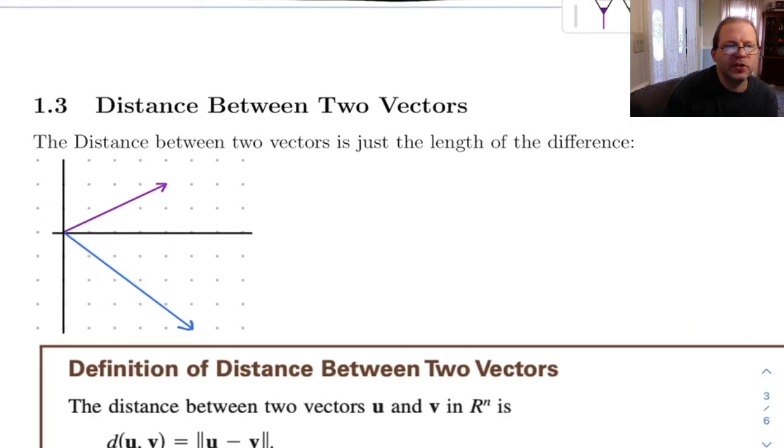Next up, we're talking about the distance between two vectors. I want to do this first very quickly, algebraically. Then I want to talk about it also geometrically. So let's see, this vector up here, this is (4, 2).